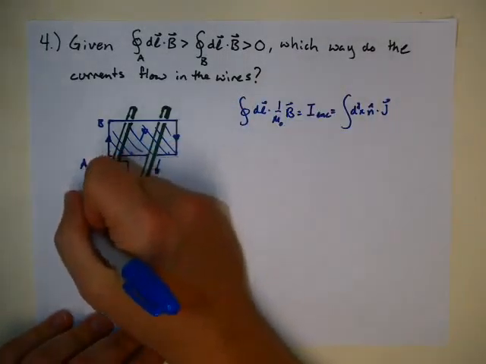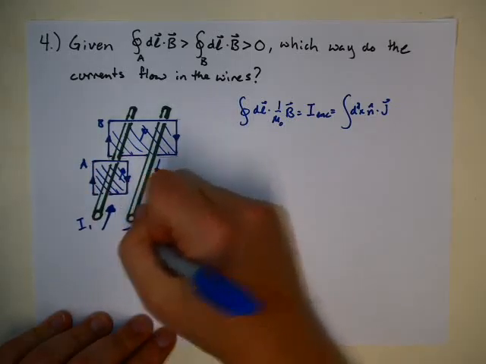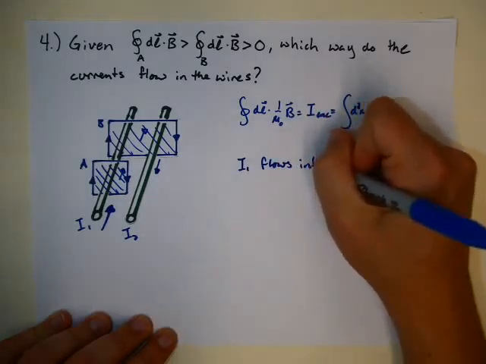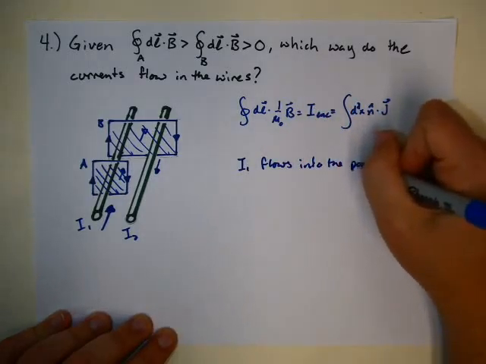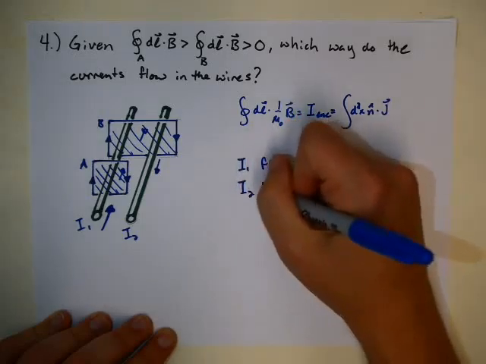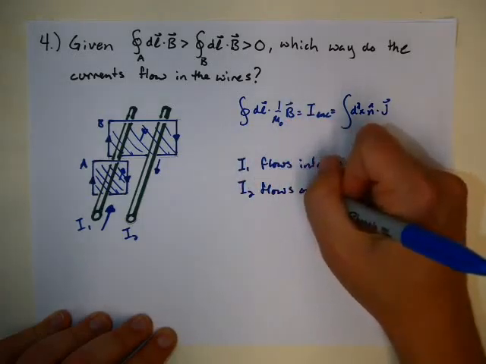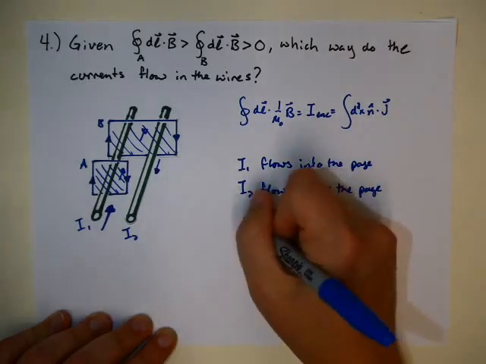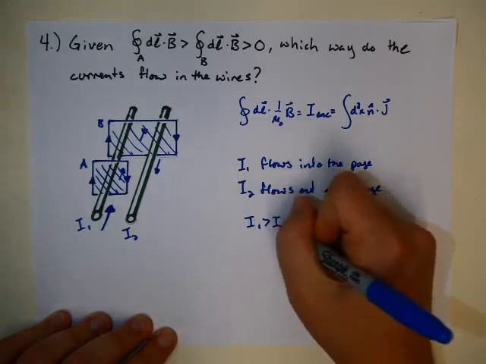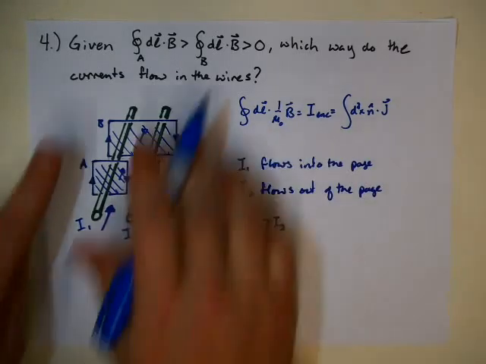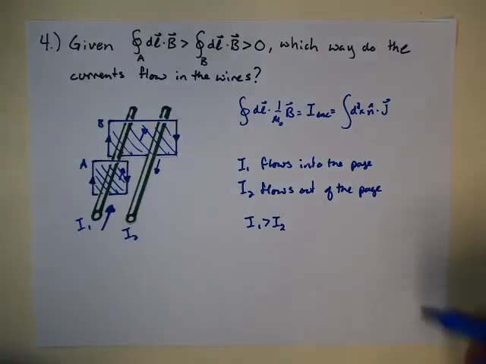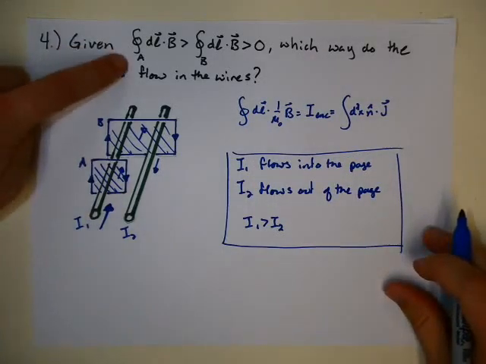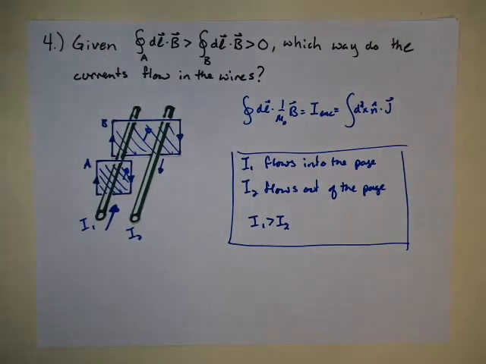And so we're going to call this I1, call this I2, and we can say I1 flows into the page, I2 flows out of the page, and furthermore, it doesn't ask this, but we know this, the I1 has to be greater than I2 because the total current still has to be flowing into the page if we add the two together. So there we go. That's what we can tell from that statement using Ampere's law.